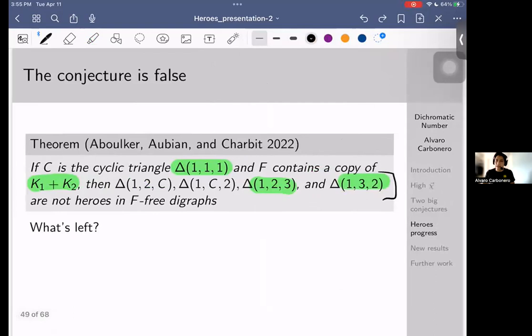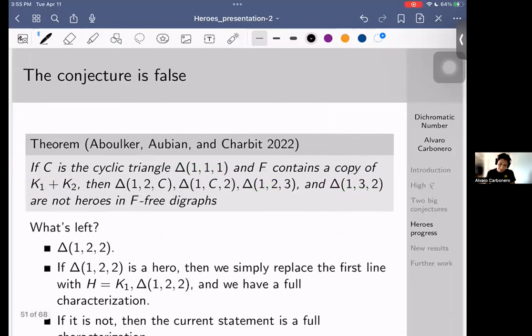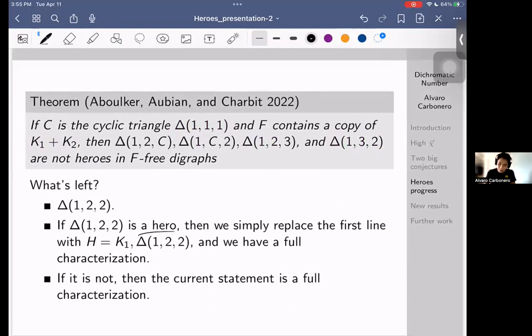So what's left to get a full characterization of the heroes of K1 plus K2 free digraphs, of complete multipartite graphs? The only other open case is 1, 2, 2. This does not contain any of these, and it cannot be constructed by the other operations. And it's the only case that has these properties. If 1, 2, 2 is a hero, then the characterization can be completed by simply adding it as a building block, and then we're good. If it is not, then the current statement is already a full characterization.